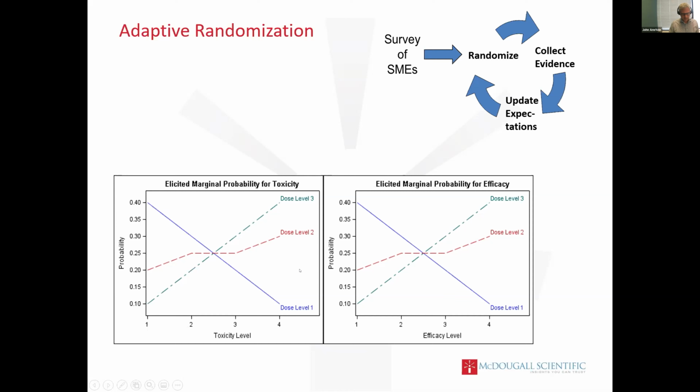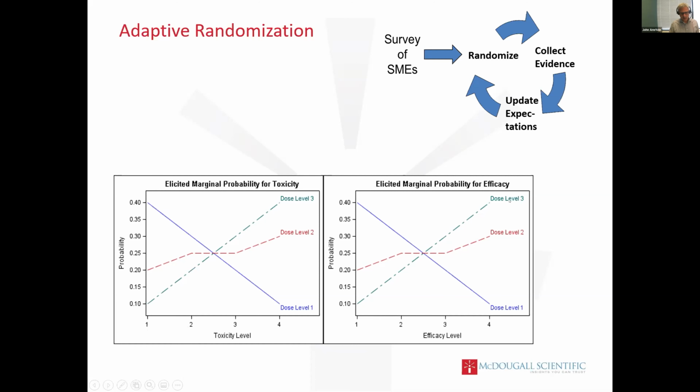And this graphs, they look the same for toxicity, efficacy. This is just a made up example. They don't have to be. And a lot of this to start with comes from subject matter expertise. But for example, dose level 1 in toxicity, it's most likely to have very low toxicity, level 1 toxicity, and very unlikely that at a low dose, you're gonna see a high level of toxicity. But its efficacy is most likely going to be very low. And the probability that it has very high efficacy is very low. And it's the reverse for the high dose.